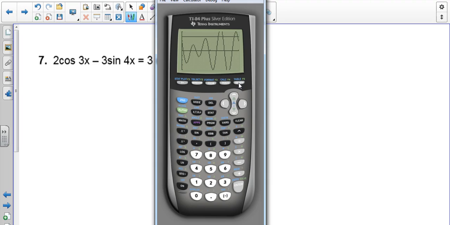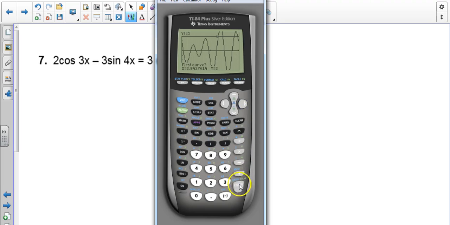Pretty fun graph, huh? It actually does repeat. If you go out further, we've pretty much covered a cycle. It starts over again fairly soon after this, okay? You can set your X window like 0 to 20, and you'll see it repeat a couple times. But for purposes of this question, we need how many solutions? I think it crossed 4 times in this window, didn't it?